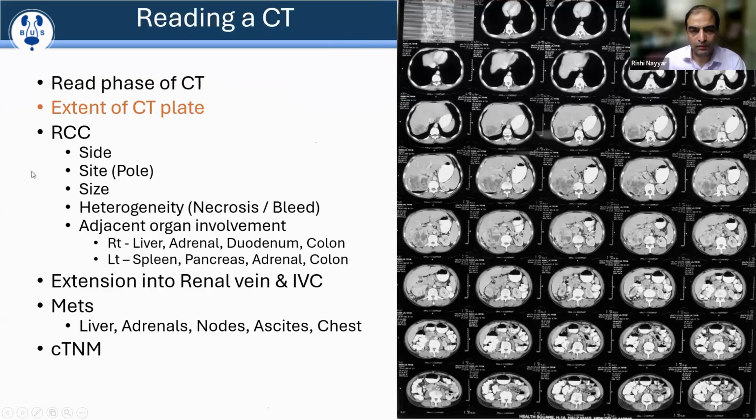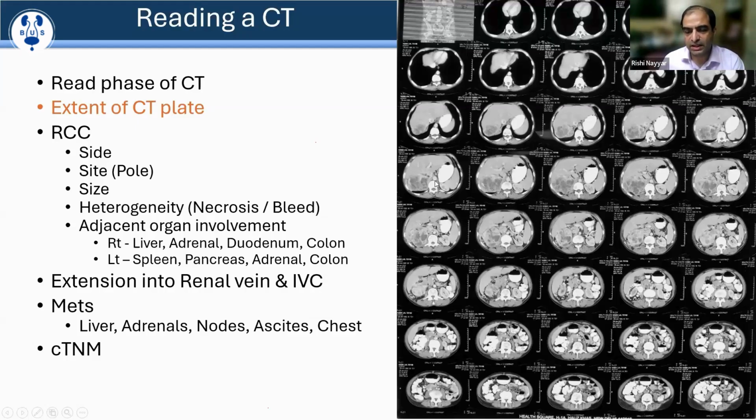Then we come to the pathology proper, the RCC itself, and the site, which pole of the kidney is involved, the size, heterogeneity, all these are to be mentioned. Necrosis, and if there is any bleed or not, that has to be mentioned. And then the adjacent organ involvement. In cases where the IVC is also involved or where the tumor is large, you must carefully look at these organs independently by yourselves, like the liver, adrenal, duodenum, and colon on the right side, and similarly the spleen, pancreas, adrenal, and the colon on the left side. So you must look carefully.